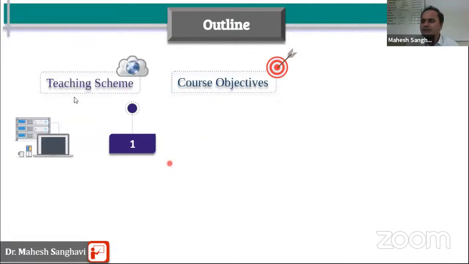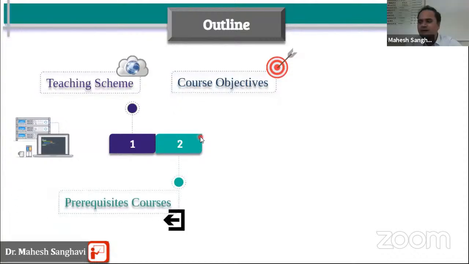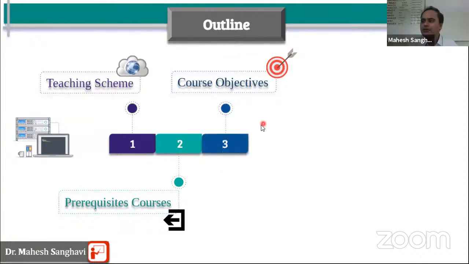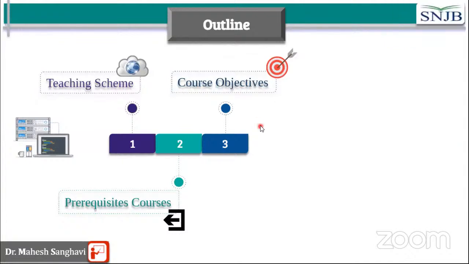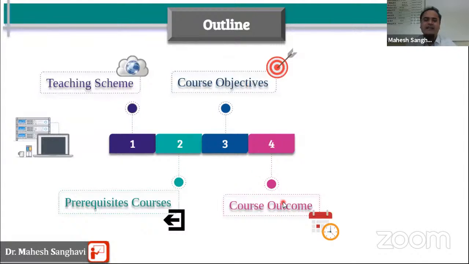First, we will see the teaching scheme. What exactly is the teaching scheme of this DBMS? The second part that we will cover is the prerequisite courses. To start with DBMS, what is important that one should know? That we'll see. Then the third one will be your course objectives: why to learn this particular course and what benefit students should get after it. That is the idea behind course objectives. What is expected is the course outcome, meaning what a student will gain after completion of this particular course.